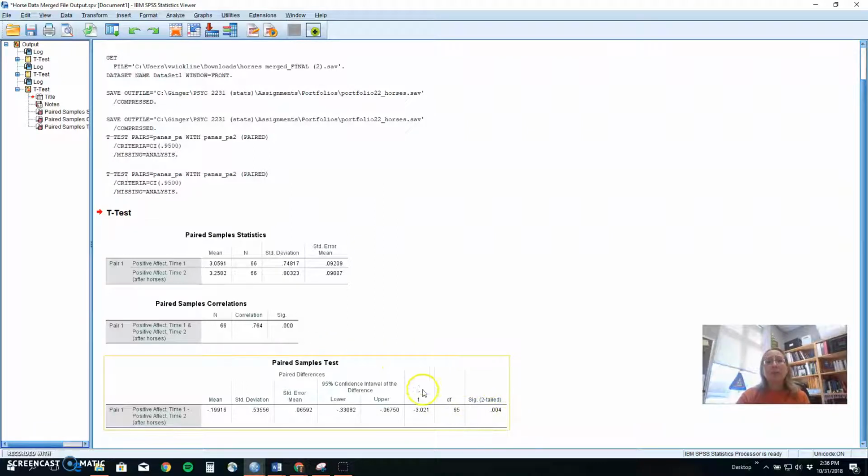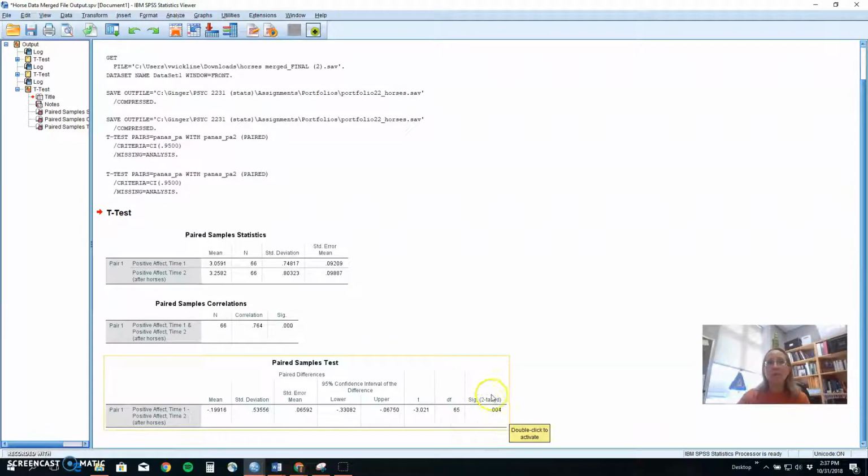The other part for our inferential statistics that we want to look at is down here. You don't need most of this. This is more information about the details of the sample. But here we've got a t statistic that's comparing the means before and after the horses, and the degrees of freedom, which in a paired samples t-test is n, the number of pairs, minus 1. So we had 66 people who answered the survey twice, subtract 1 and we get 65.